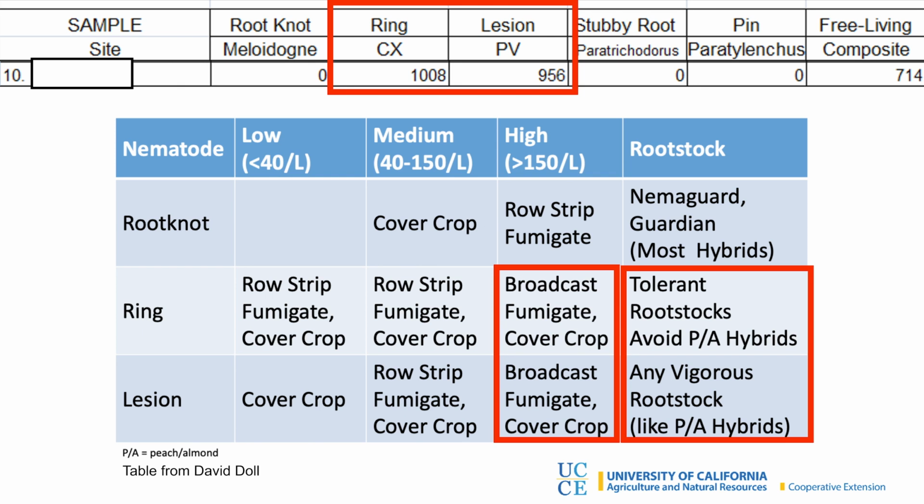Because due to the ring level, you want to avoid peach almond hybrids. But for the lesion, peach almond hybrids are actually pretty helpful. So what do you do?